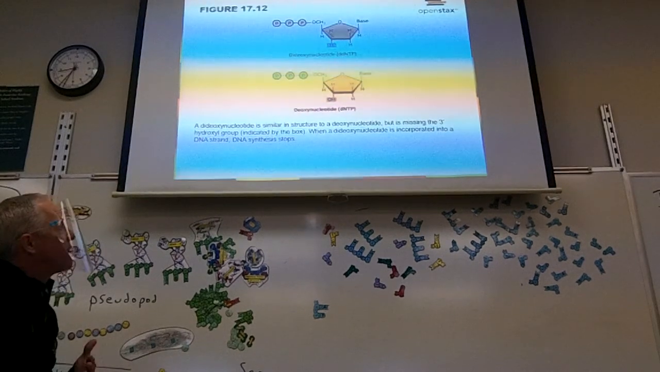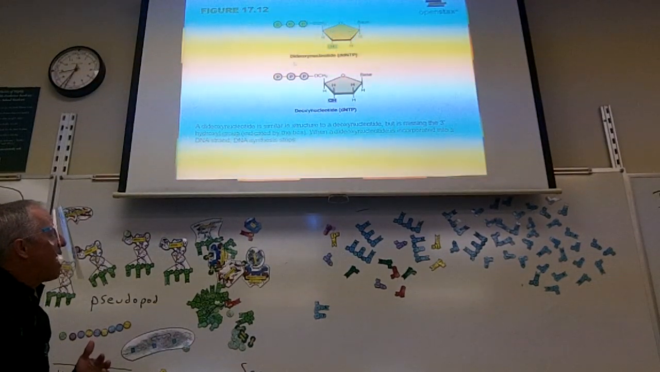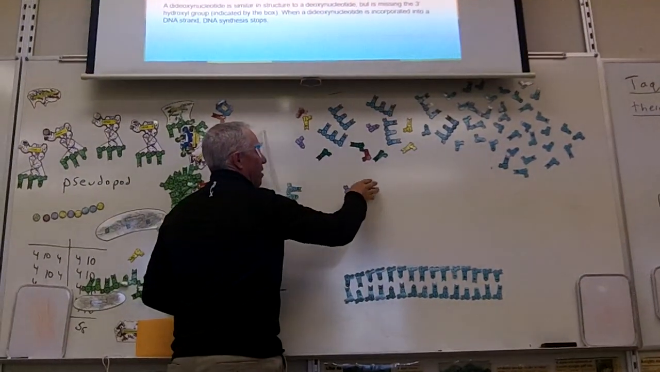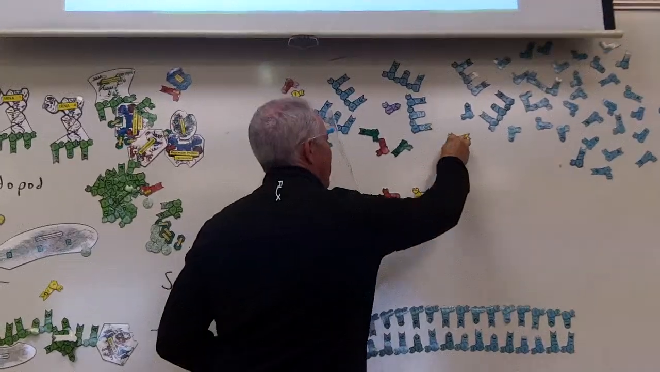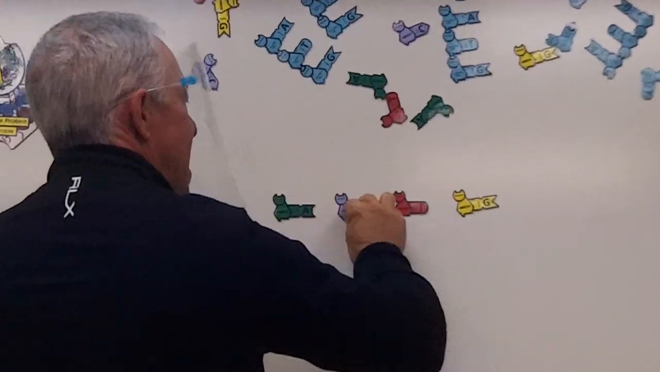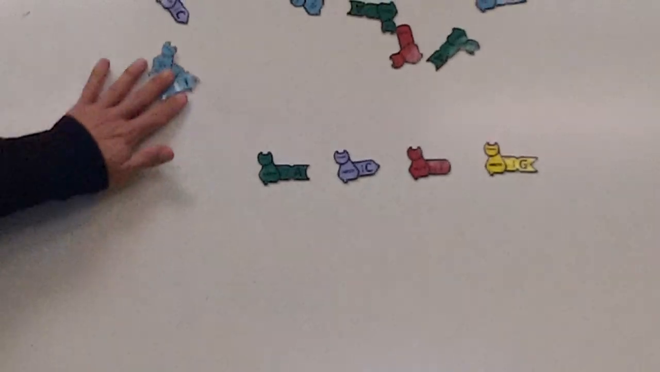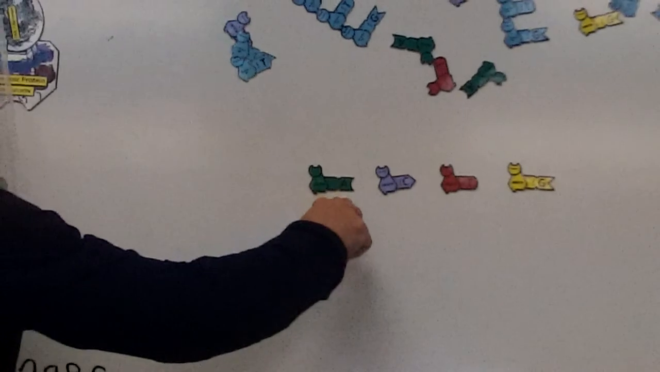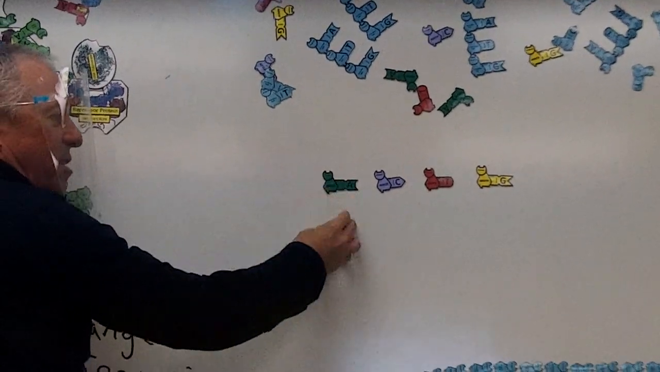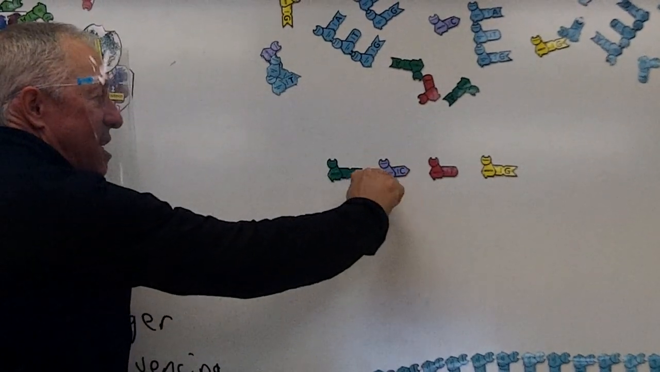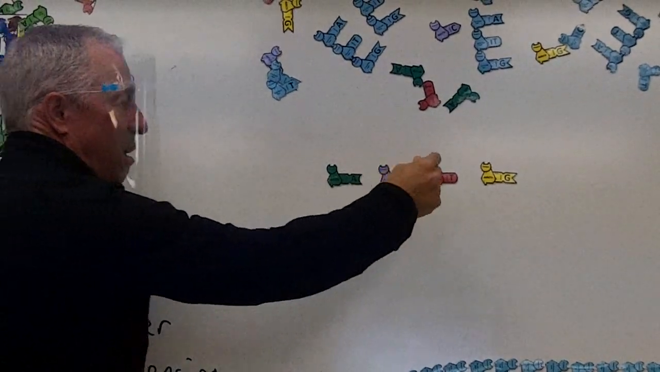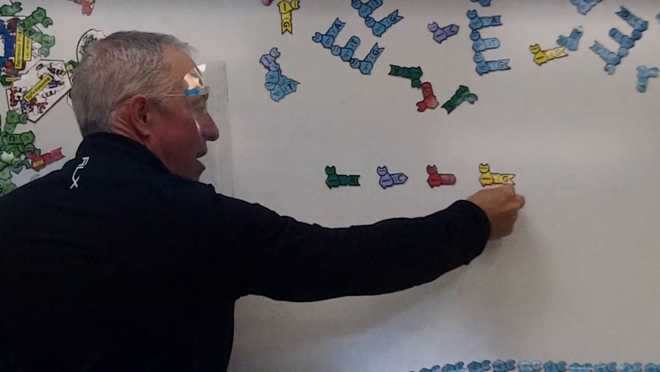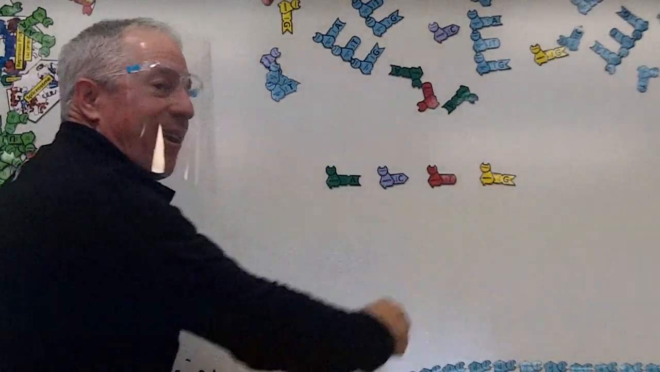So scientists can actually make, in the lab, these dideoxonucleotides. And they make them so that when you shine a laser at them, they fluoresce in different colors. The adenine DDNTP fluoresces green. The cytosine DDNTP fluoresces purple. The thymine DDNTP fluoresces red. And the guanine DDNTP fluoresces yellow.